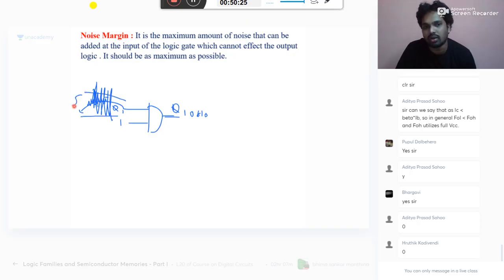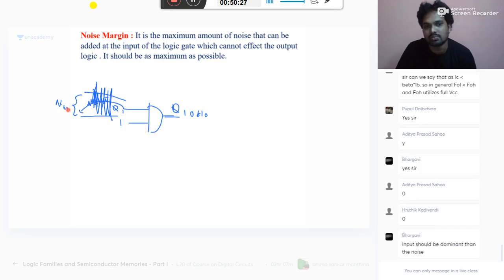This is what we call noise margin. You give this much, I am okay. Even if you give this much also, I am okay. My system will not be disturbed, even for this much also. This is what we call noise margin. I am not saying noise should be as high as possible. I am saying noise margin should be as high as possible.